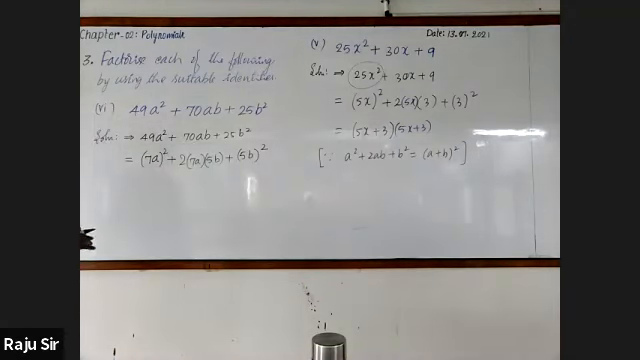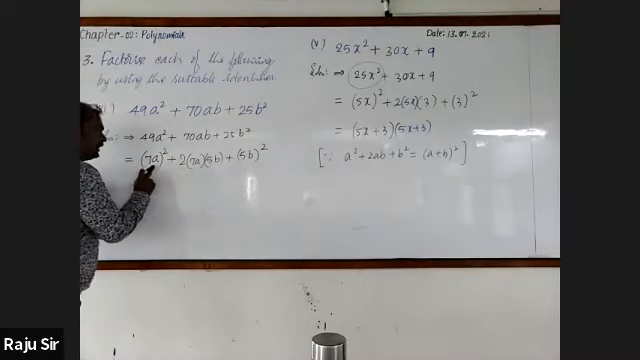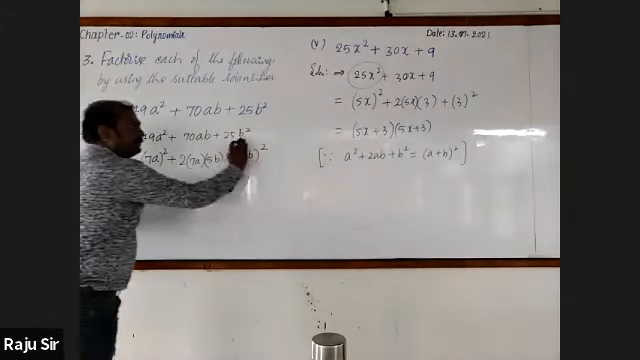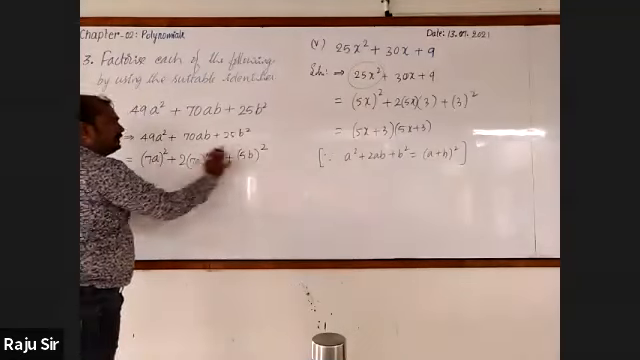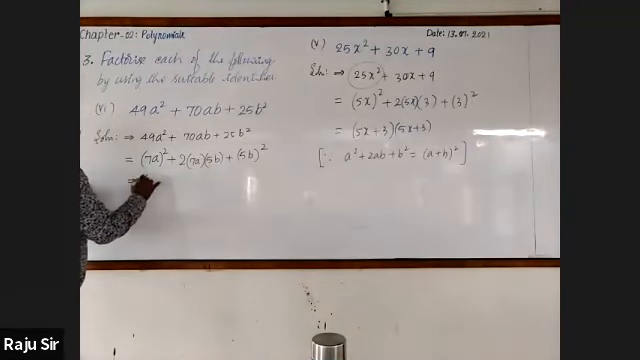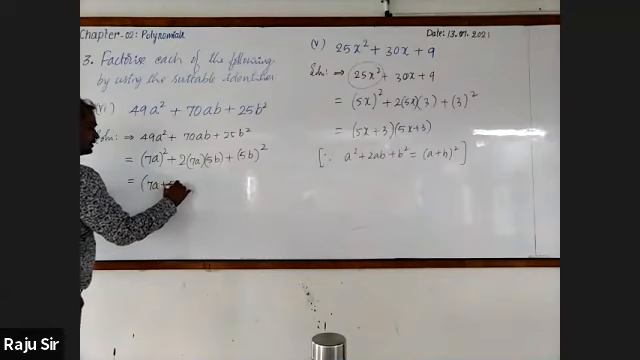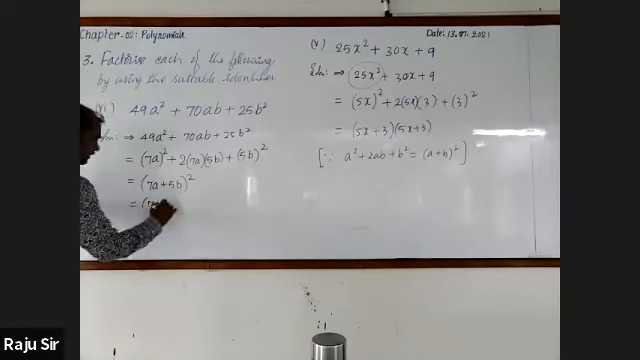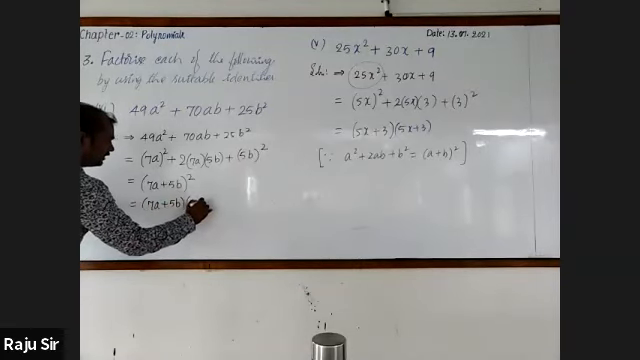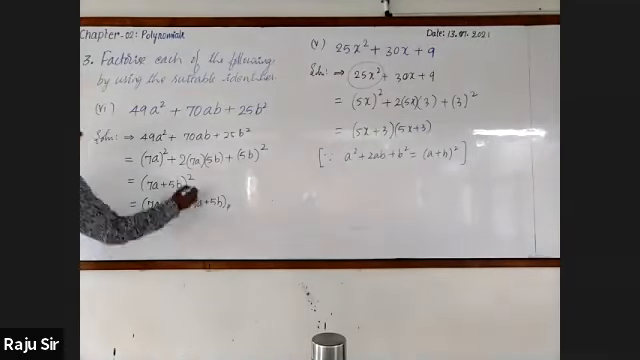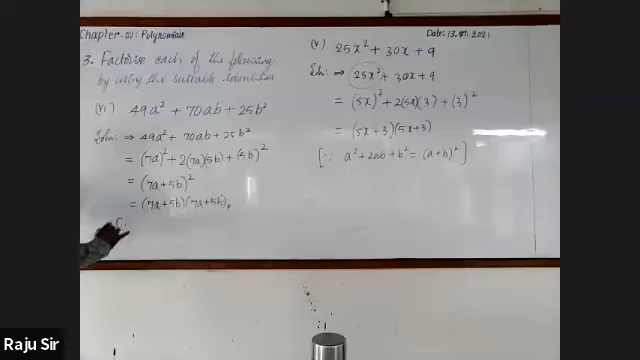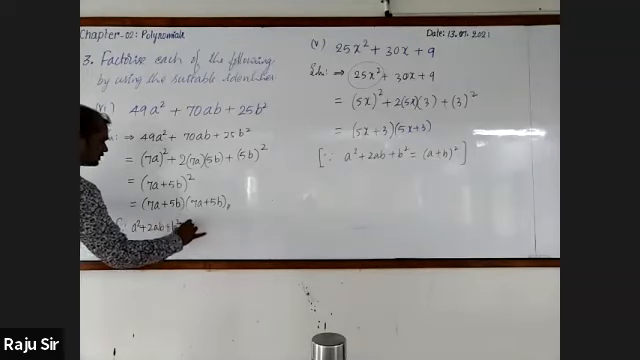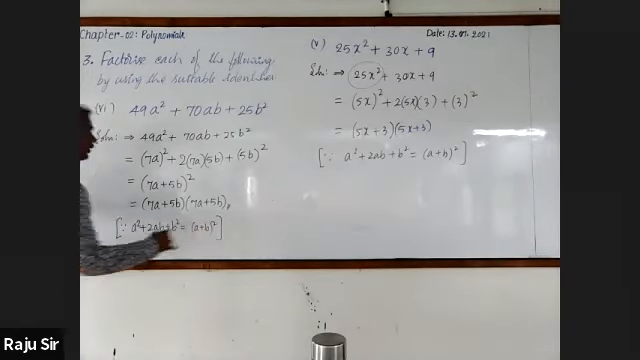It is correct. Now, this is of the form a square plus 2ab plus b square, where a is 7a and b is 5b. So, 7a plus 5b whole square. It can also be written as 7a plus 5b into 7a plus 5b. This is the factorization. The reason you may write: a square plus 2ab plus b square is equal to a plus b whole square.